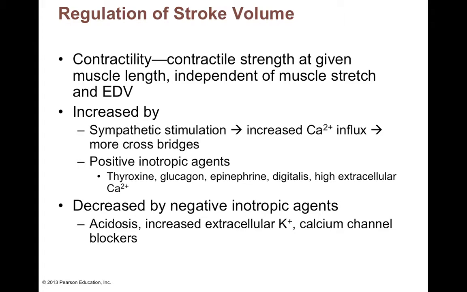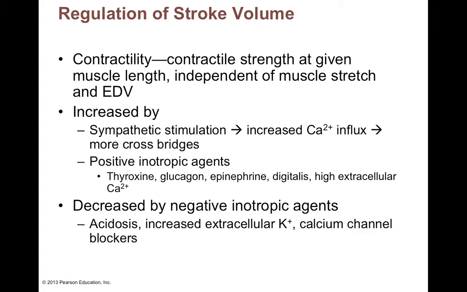Also, high extracellular calcium is a positive inotropic agent. So what if you had hyperthyroidism, where your thyroxine levels were really high? What would that do to your heart, do you think? It would increase heart muscle contractility. If you increase contractility, what does that do to stroke volume?